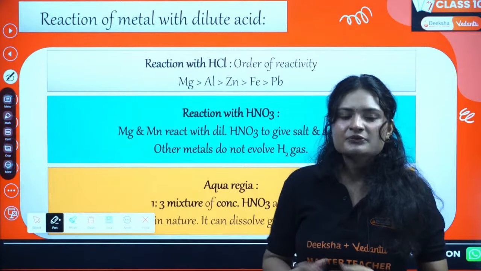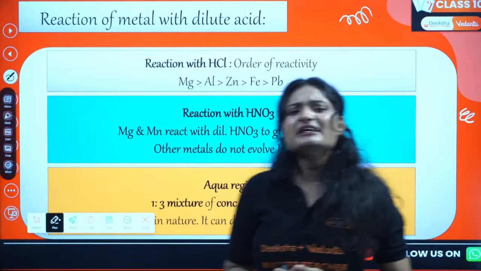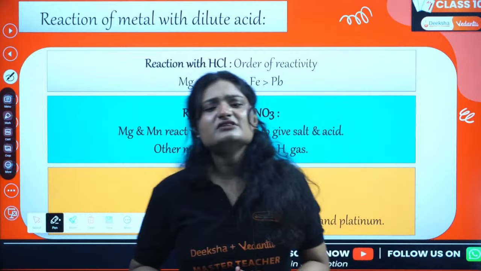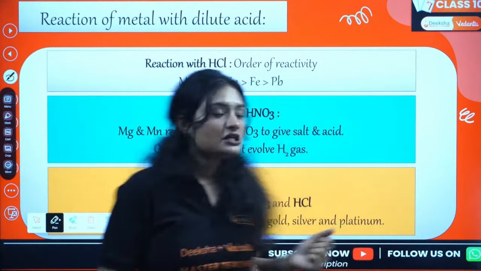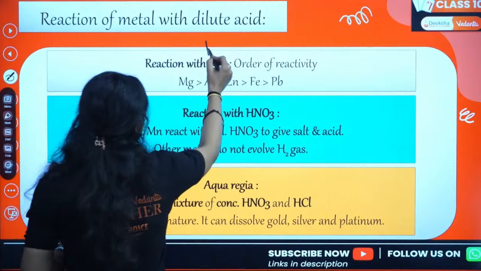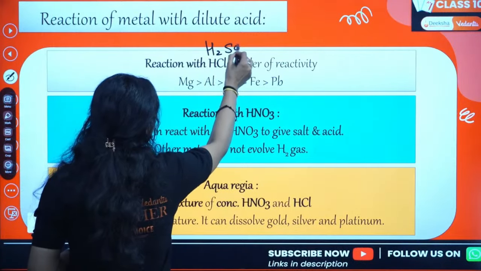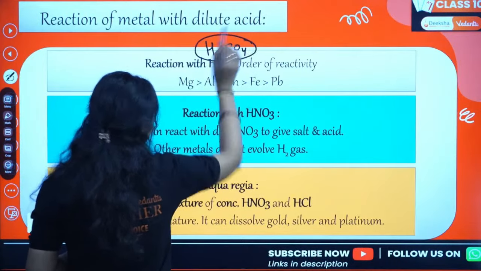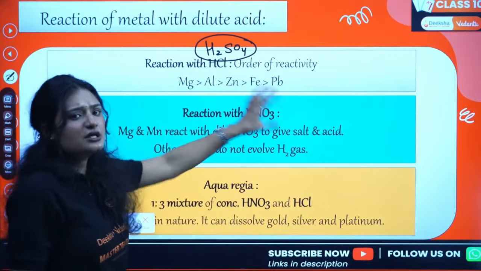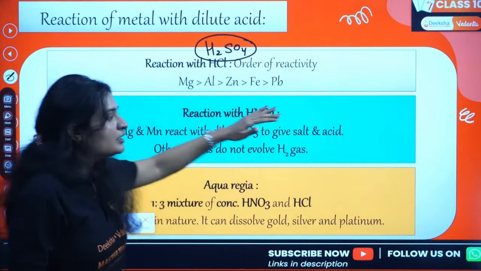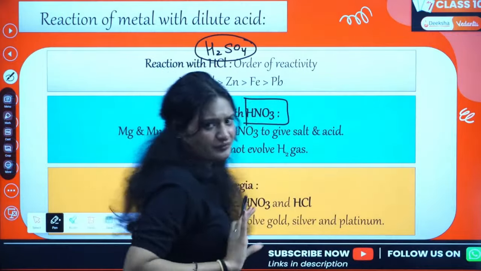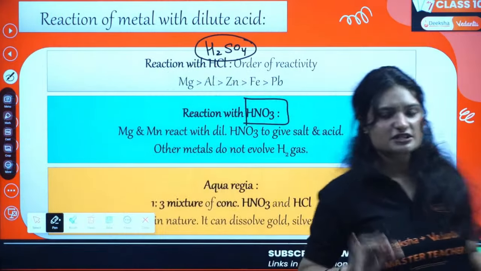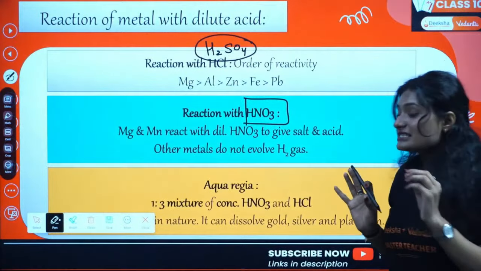Okay. Now, how do metals react with acid? You know acid, right? When an acid reacts with a base, we get a salt, right? So metals react with hydrochloric acid and sulfuric acid very easily. They react in the decreasing order of reactivity. But when it comes to nitric acid, the case changes slightly. What is the difference? That is simple.